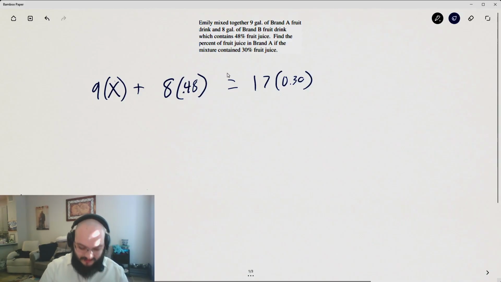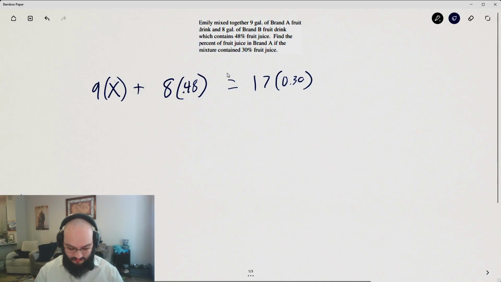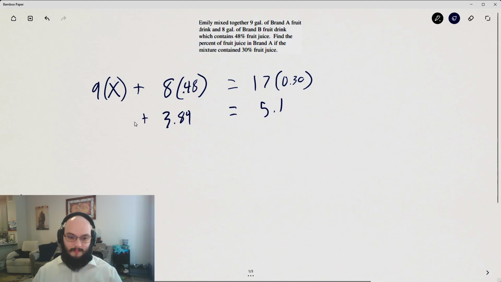All right. Let's do our multiplication. Again, this is multiplication that I can't do in my head. So let's do 0.48 times 8 is equal to 3.84, and we have 17 times 0.3 is 5.1, and this will be 9x.